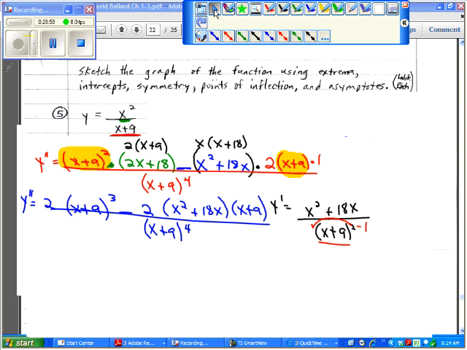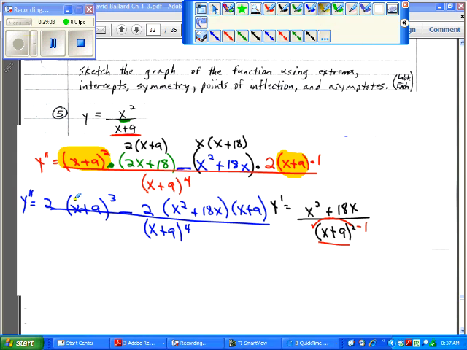Okay, so what can we factor out then? We've got an (x+9)^3 and an (x+9)^1, so we see we have a common x+9. We've also got a 2 here and a 2 there, right? So we can pull out a 2.